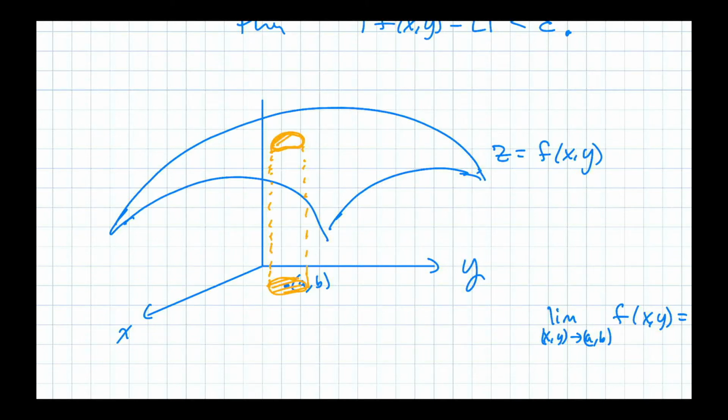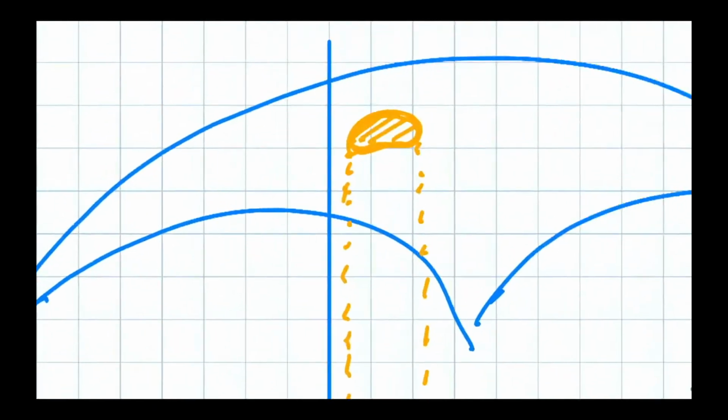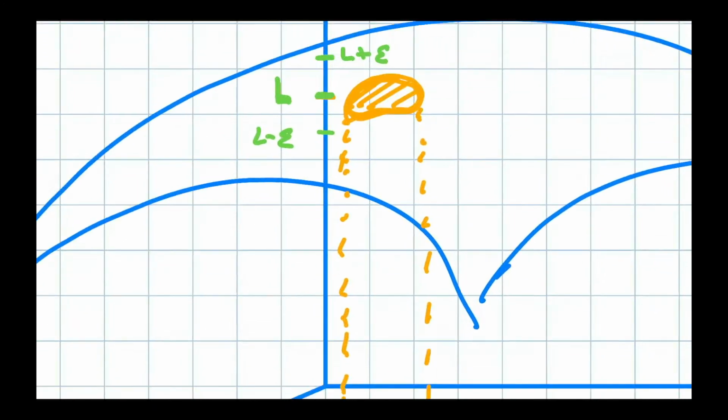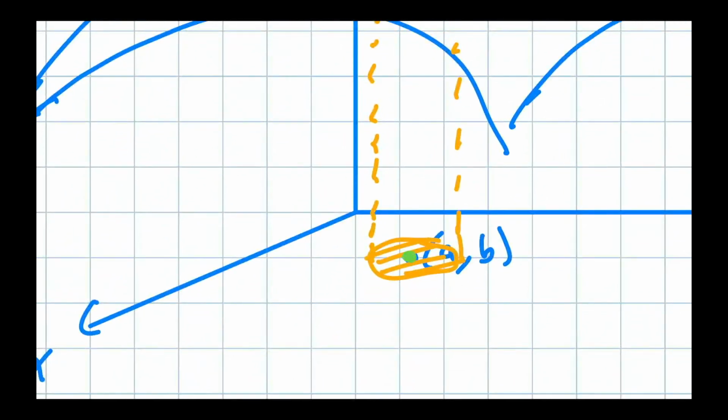But you get a section up here. There's an L there. I should do that in color. There's an L there. And you've got your L plus epsilon there, and you've got your L minus epsilon there. And delta is that distance.